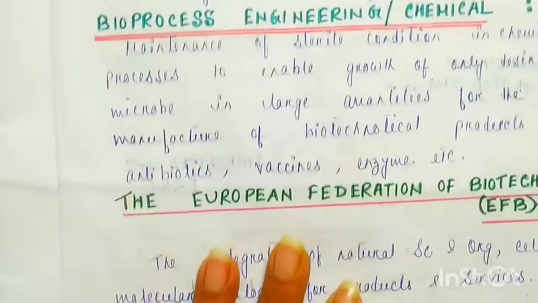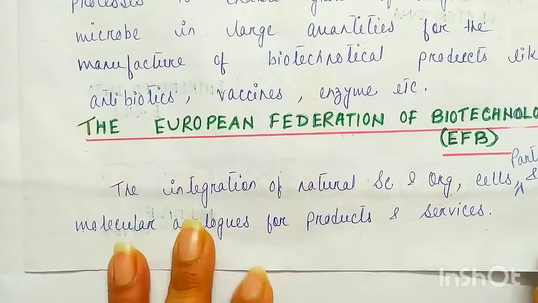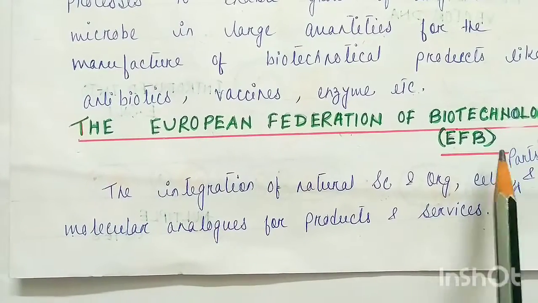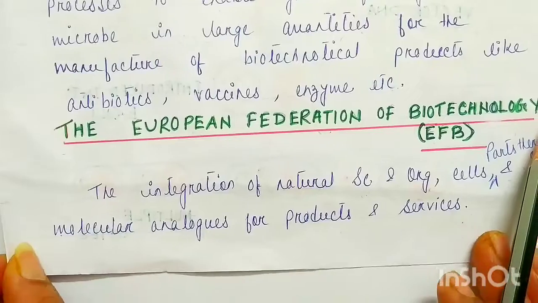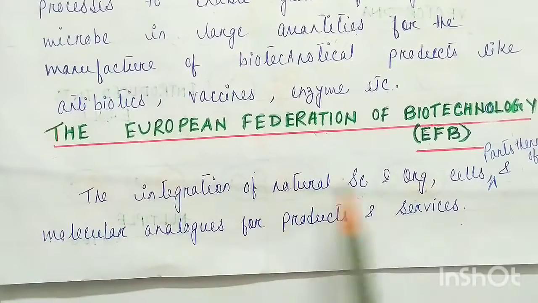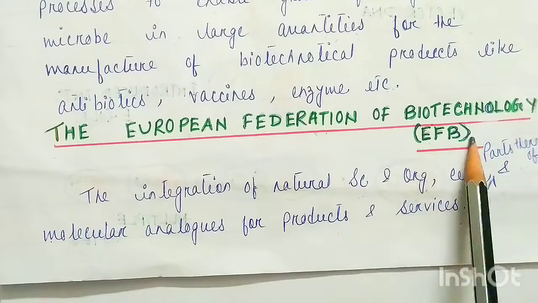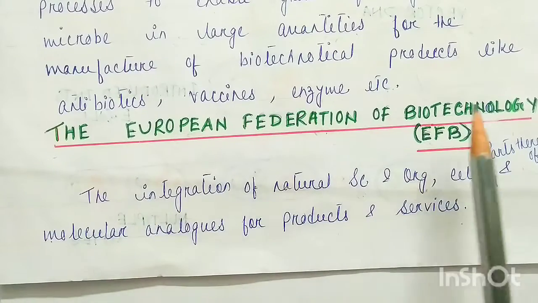Now comes the last and most important definition, that is of the European Federation of Biotechnology, EFB. It is the most important definition, and generally questions are asked from this definition. So a question may come: what is the full form of EFB? Then you have to write European Federation of Biotechnology.